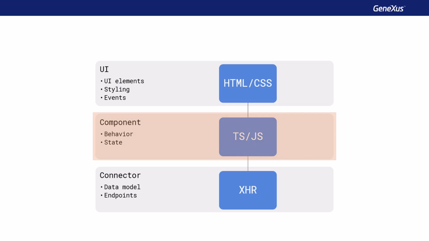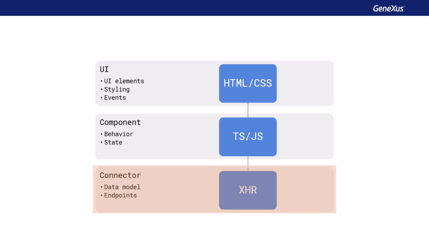Component. This is the code that reacts to the events of the user interface elements, that is, where the behavior of the UI controls is programmed. This layer is also responsible for maintaining the state of each control, and its code is programmed in TypeScript or JavaScript.